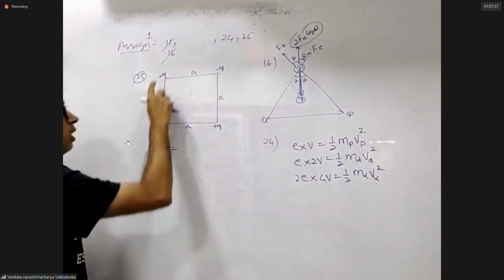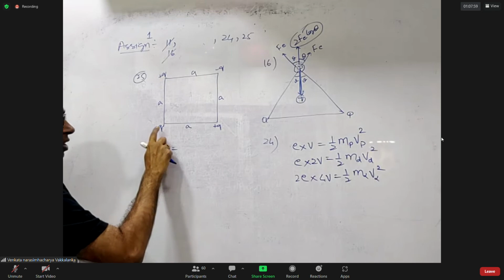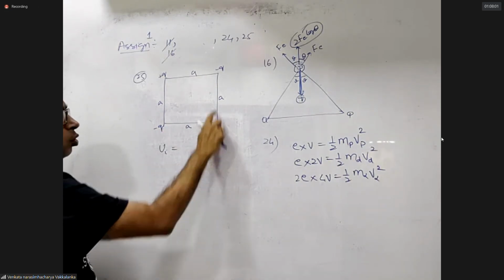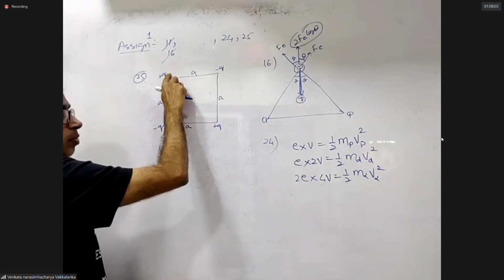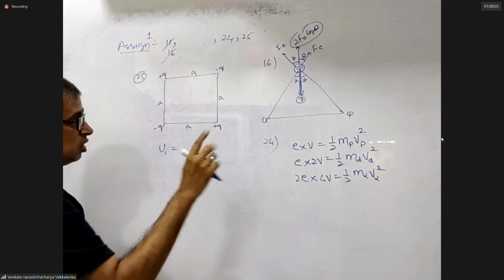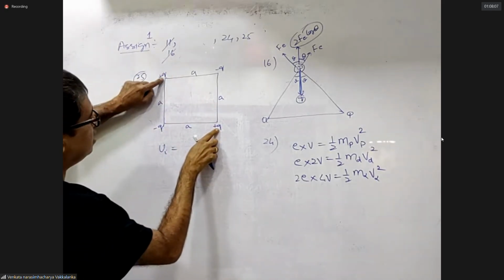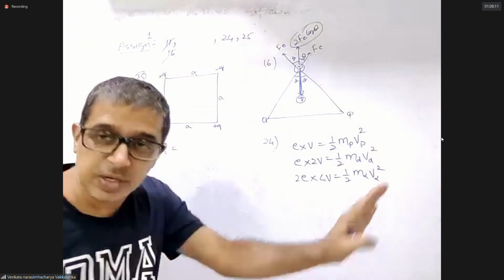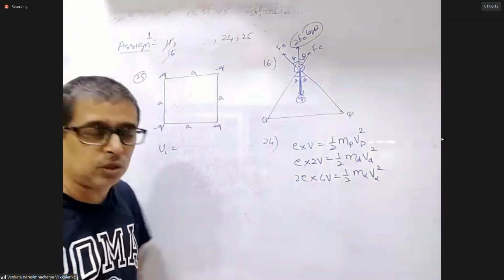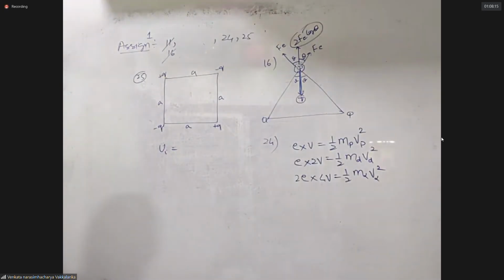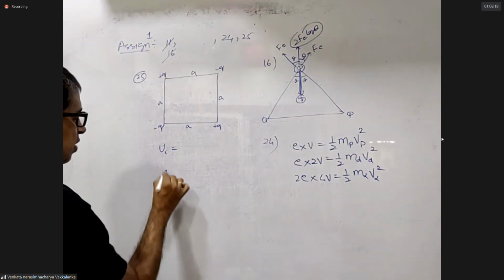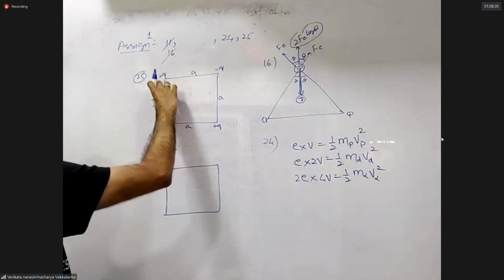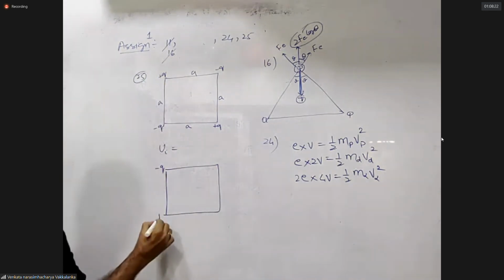Will you be able to do it? Initial potential energy between these two, between these two, between these two, between these two, four expressions. Then potential energy between these two and between these two. Six expressions you have to add. Will you be able to calculate? Yes, sir.